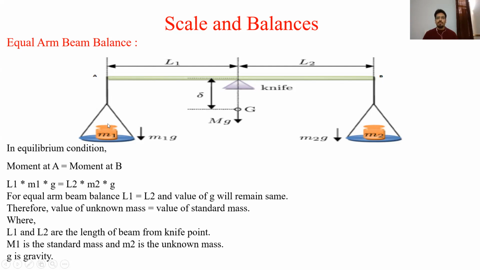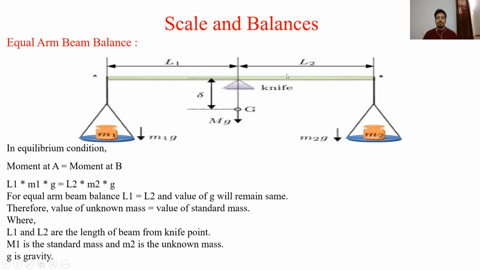On one pan we will put the standard mass. When we put the standard mass, the other end of the beam gets deflected. Now to restore the equilibrium condition, we have to put the unknown mass on this second pan, and we will put the mass until the beam reaches the equilibrium condition.